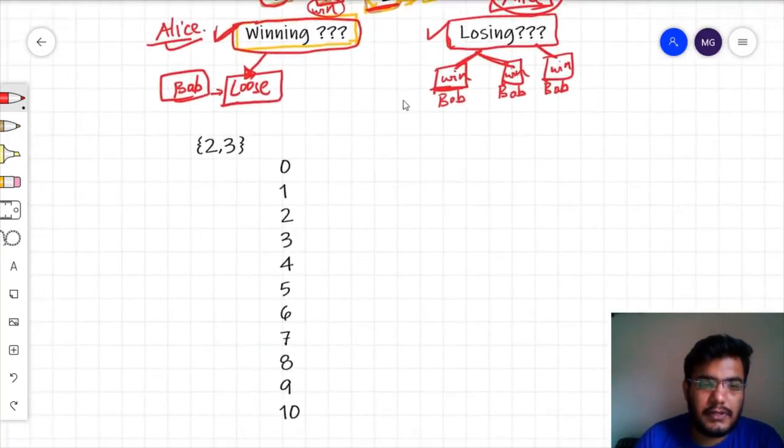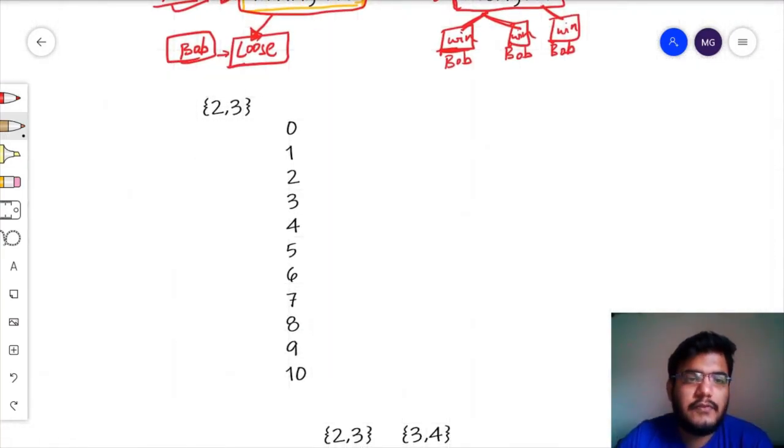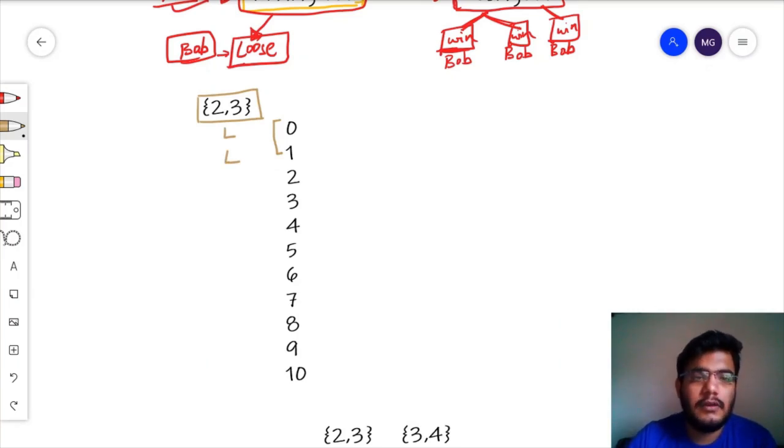Let's see an example for this. Suppose that for any particular game, the options for the moves are 2 and 3 only. Now, if the number of objects in the pile is 0 or 1, then this is a losing state, because we cannot perform any move on these objects, as at least 2 objects are required to be removed from the pile. Now, in the case of 2 objects in the pile, we can remove 2 and we will reach a state which has 0 objects remaining in the pile. And as the state of 0 is a losing state, it means that this particular state is winning.